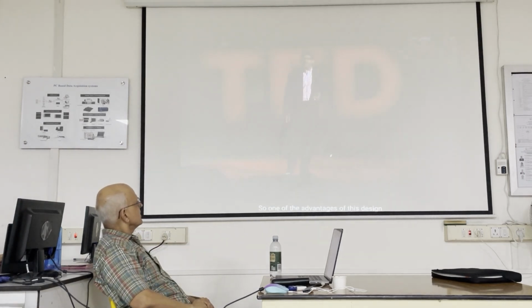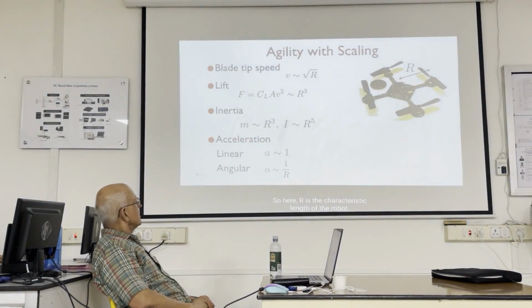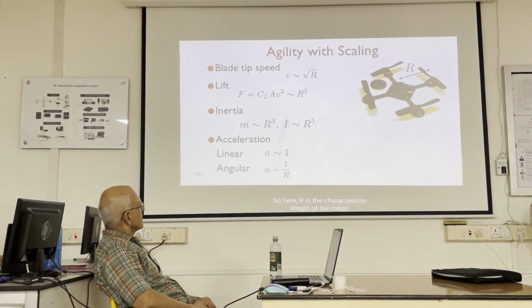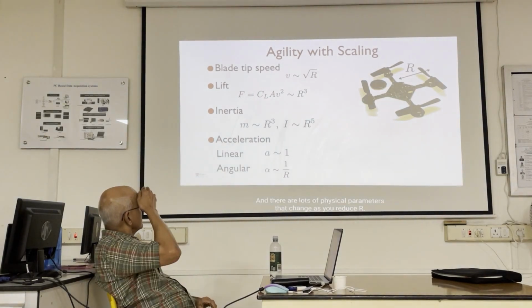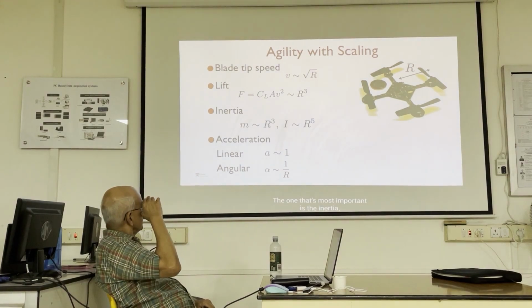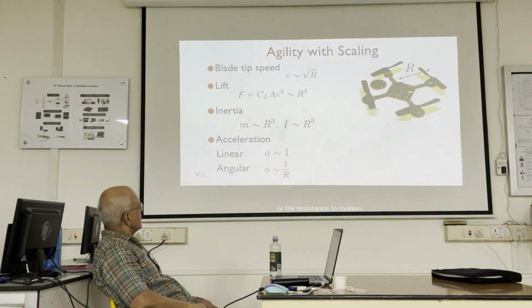So one of the advantages of this design is when you scale things down, the robot naturally becomes agile. So here, R is the characteristic length of the robot. It's actually half the diameter. And there are lots of physical parameters that change as you reduce R. The one that's the most important is the inertia, or the resistance to motion. So it turns out the inertia, which governs angular motion, scales as a 5th power of R. So the smaller you make R, the more dramatically the inertia reduces.